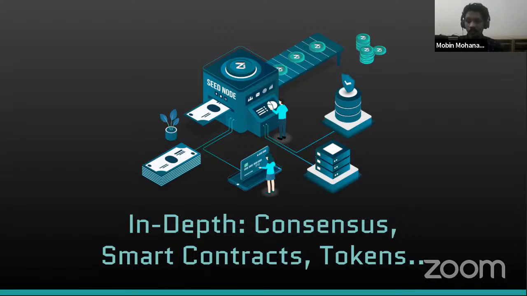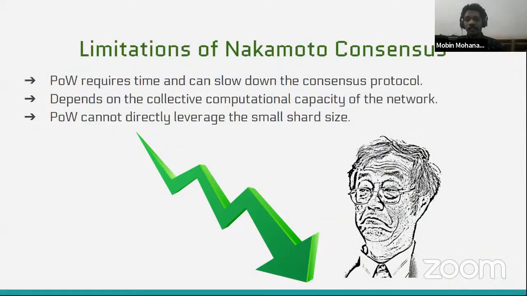We mentioned proof of work, but it's not used as a consensus mechanism in Zilliqa. It is used for establishing the DS committee nodes and network identities in Zilliqa. Now, moving on, we will learn about the consensus mechanism, the smart contracts, how smart contracts are built on top of the blockchain, and the tokens in Zilliqa. And first, we have the limitations of Nakamoto consensus.